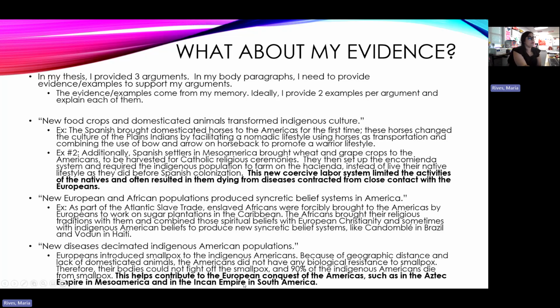This helps contribute to the European conquest of the Americas, such as in the Aztec Empire in Mesoamerica and the Incan Empire in South America. Because all these natives are dying, the effect is they can't fight back against the Spanish, who are then able to set up empires in Mesoamerica and South America. So in addition to my continuity and change over time, I've also added in an effect down here. That way I'm hitting all my skills. You only need one of them, but I've hit multiple. That way we can get that skill point for the rubric.